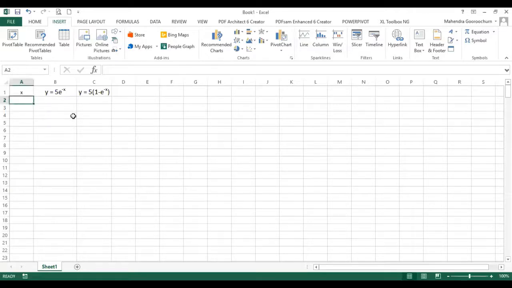So we're just going to plot these two graphs: y is equal to 5 exponential minus x, and then y is equal to 5 into 1 minus e power minus x, and see what happens. Now, before we do that, if you have studied exponential functions, especially negative ones, because we've seen the current decays, when you have a negative exponential for x, we know this means exponential decay.